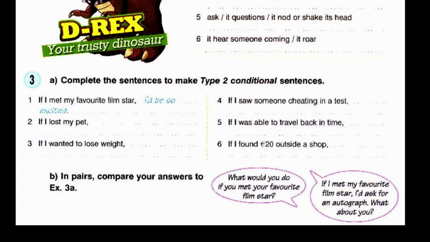Grammar 5, and that's all about type 2 conditional sentences, so that's unreal condition. Well, let's remind ourselves what it means, what is unreal condition, and what is type 2.